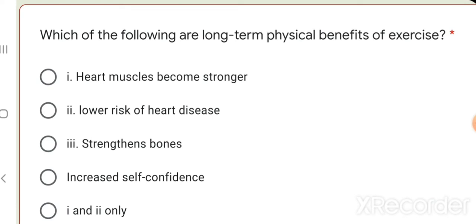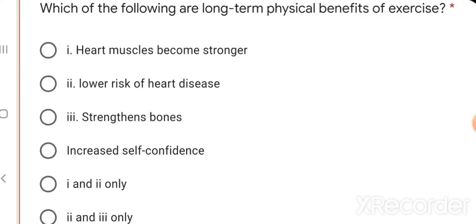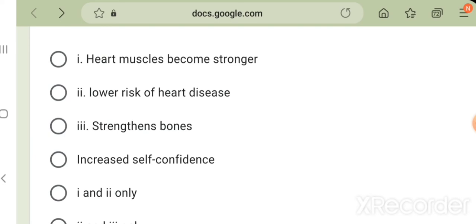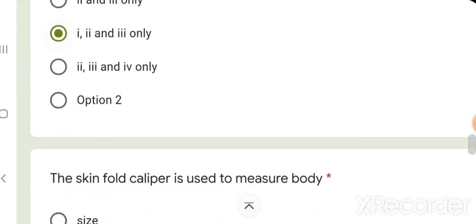Which of the following are long-term physical benefits of exercise? Physical, remember that word, physical benefit. Heart muscles become stronger, lower risk of heart disease, strengthens bone, increase self-confidence. Think about it. Increase self-confidence, you know that that is out because that is working on your emotion. So it is not physical, that is mental. So it is 1, 2, and 3. Heart muscles become stronger, lower risk of heart disease, and you strengthen your bones.